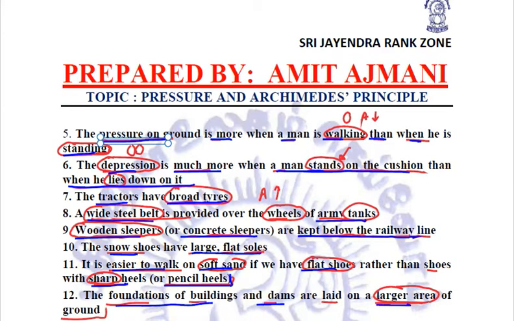All these are explained on just one simple logic that pressure is inversely proportional to area. If you increase the area, pressure will be decreased and vice versa. If you decrease the area, pressure will increase. So if you want to increase the pressure, decrease the area of contact. And if you want to decrease the pressure, increase the area of contact.